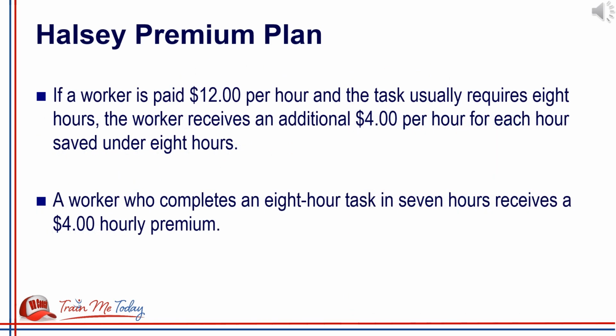An incentive plan similar to the standard hour plan is the Halsey Premium Plan. Workers receive a guaranteed hourly wage plus a percentage of the wage for any time saved, generally 33%. The actual production standards are determined by past performance rather than by time and motion studies. For example, if a worker is paid $12 per hour and the task usually requires 8 hours, the worker receives an additional $4 per hour for each hour saved under 8 hours. Therefore, a worker who completes an 8-hour task in 7 hours receives a $4 hourly premium.